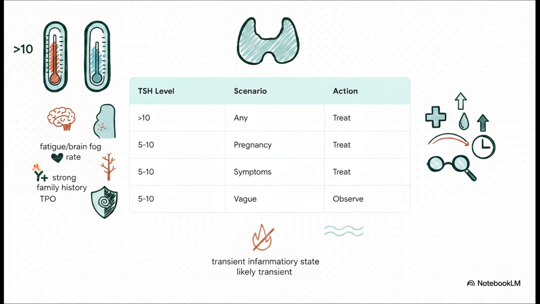Treatment here is an absolute necessity if the patient is pregnant, if they have a strong family history, if they are TPO positive, or if they have significant classic symptoms. However, if the patient only has vague symptoms and they are TPO negative, we actually default to observation, because as we discussed, this is highly likely to just be a transient inflammatory state.